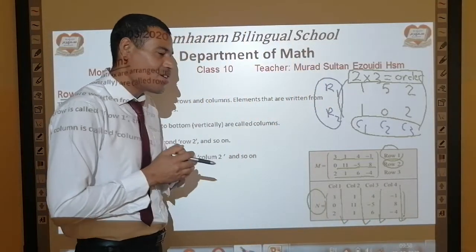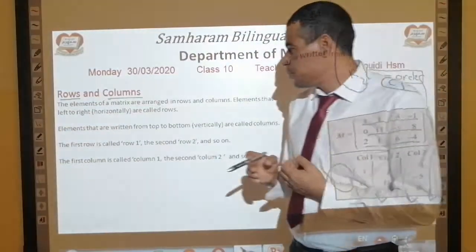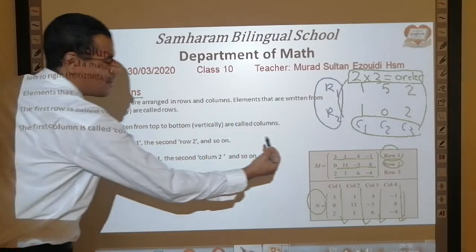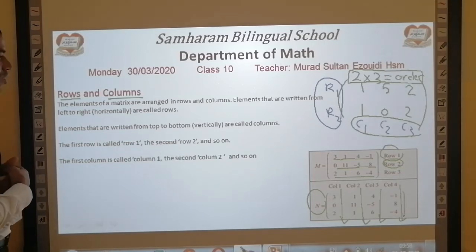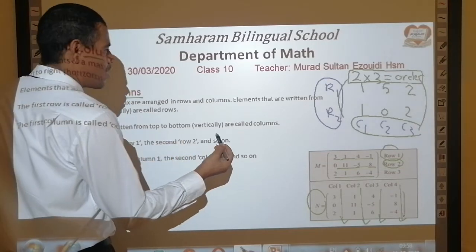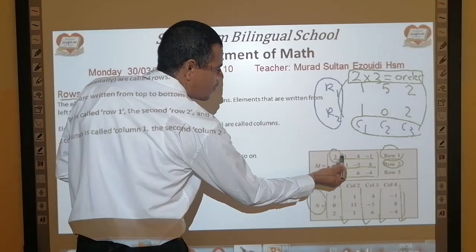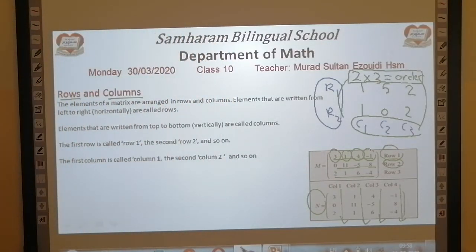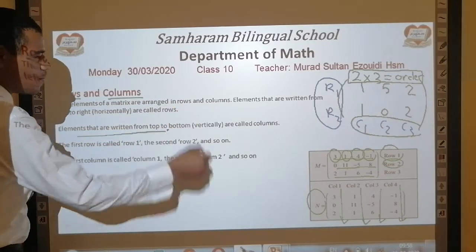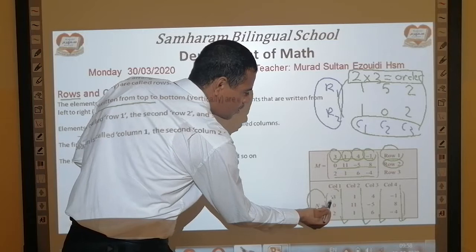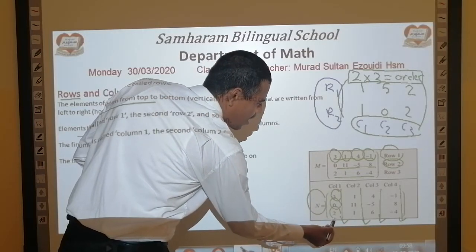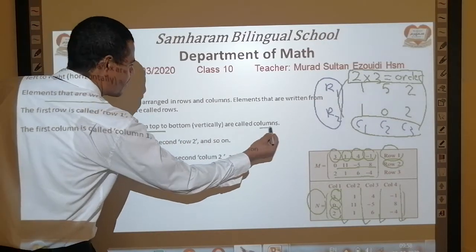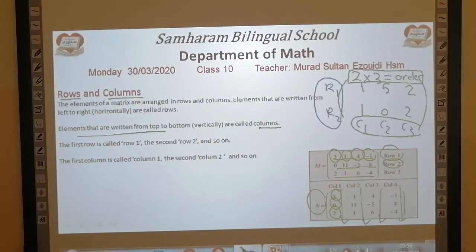So, a matrix consists of rows and columns. We can read elements that are written from left to right, horizontally, and these are called rows. The elements that are written from left to right are called what? Rows. And elements that are written from top to the bottom are called what? Columns. Vertically are called columns. The first row is called row number 1.